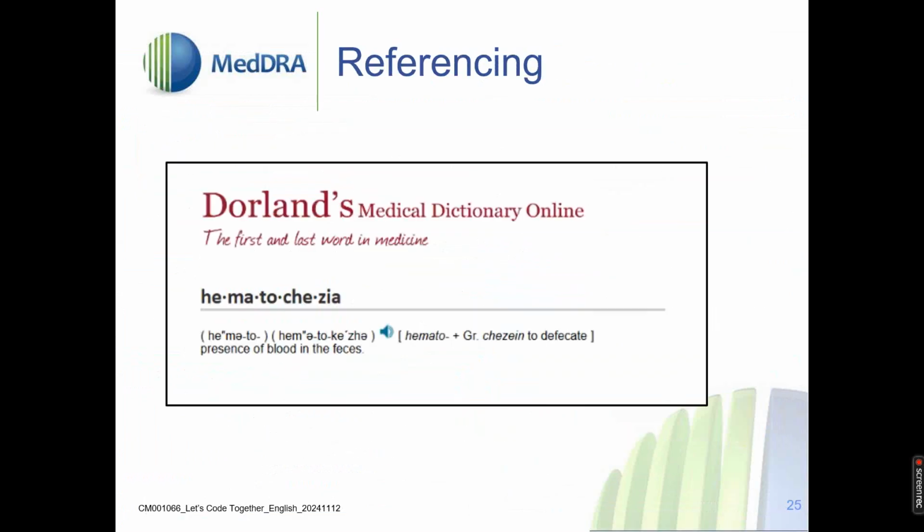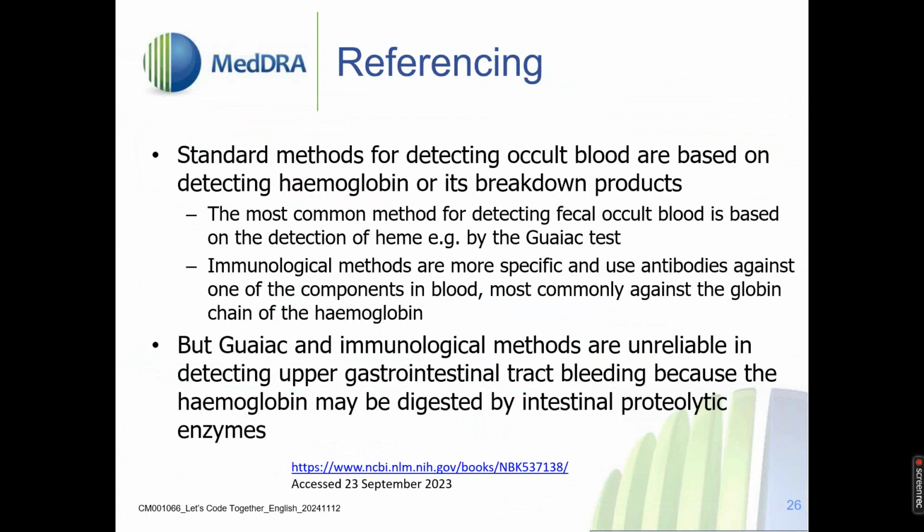Again, let's start with Dorland's: hematochezia. It's the presence of blood in the feces. So quite general, really. It's hemato, blood, chezia meaning defecation. So presence of blood in the feces. Doesn't tell us what type of blood, if it's occult, if it's fresh blood. It doesn't tell us here with this definition.